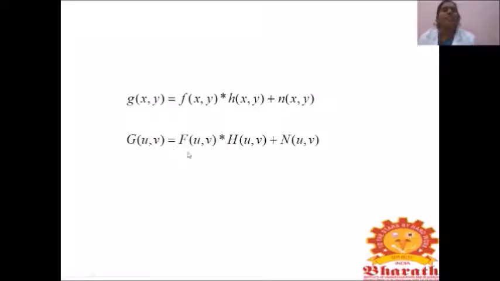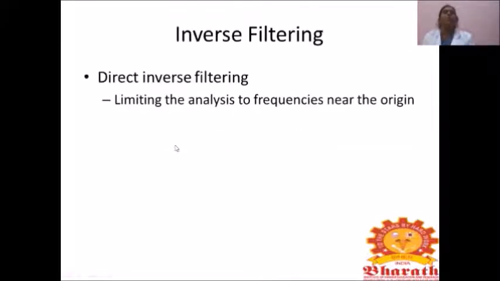Okay, so the second formula is written in terms of the frequency domain, applying the Fourier transform. It is the same operation only. So G of u comma v is equal to F of u comma v convolved with H of u comma v plus N of u comma v. The same formula is applied in Fourier also. Then we will move to inverse filtering.